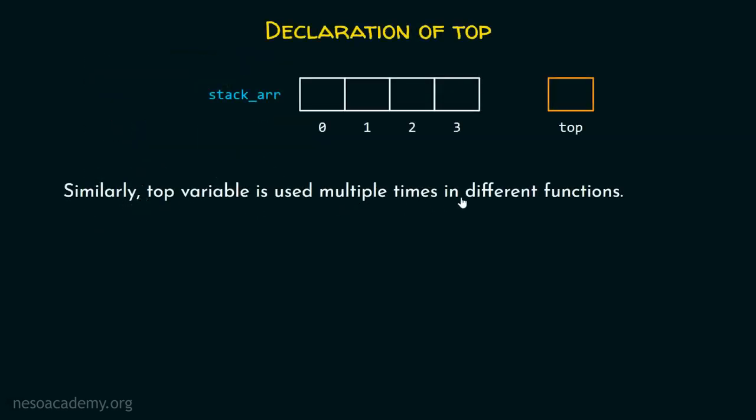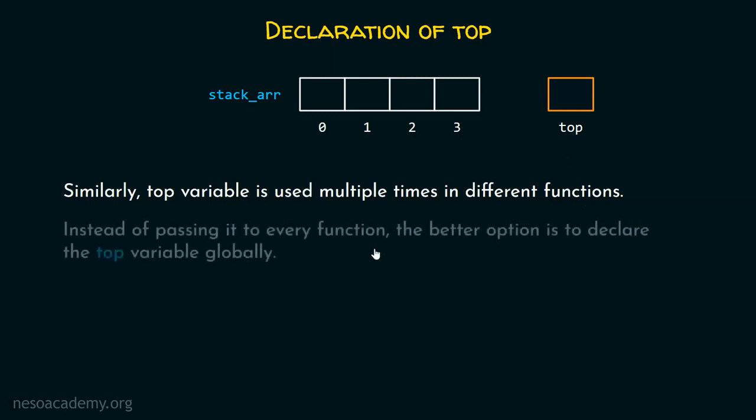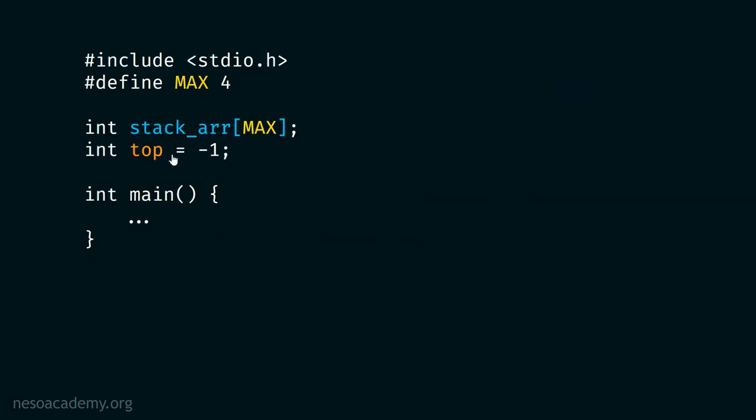Similarly, the top variable is used multiple times in different functions. Instead of passing it to every function, the better option is to declare the top variable globally, as it will be used in many functions. Therefore, it is important to declare it globally. And this is how it looks. This is the global declaration of variable top, and currently you can see it is holding -1, which indicates that the stack is empty. We are already aware of this.